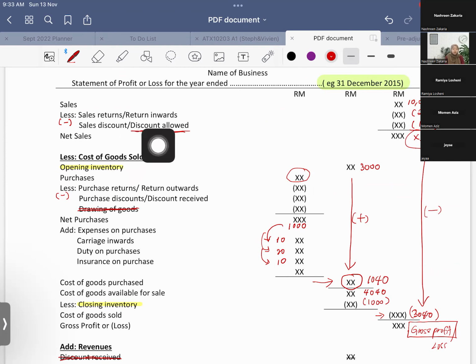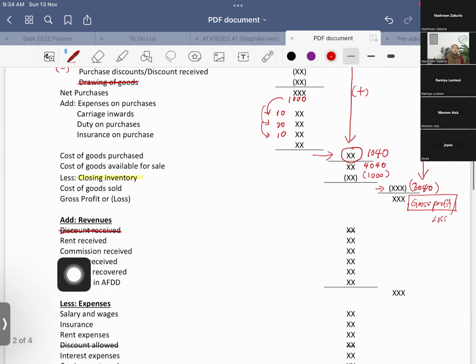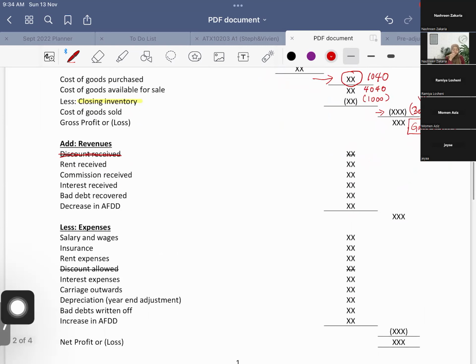Discount allowed, you do the adjustment directly on the sales value, and discount received here, you do the adjustment directly on the purchase value. Instead you add back here. Okay. So remember that one lah, yeah.